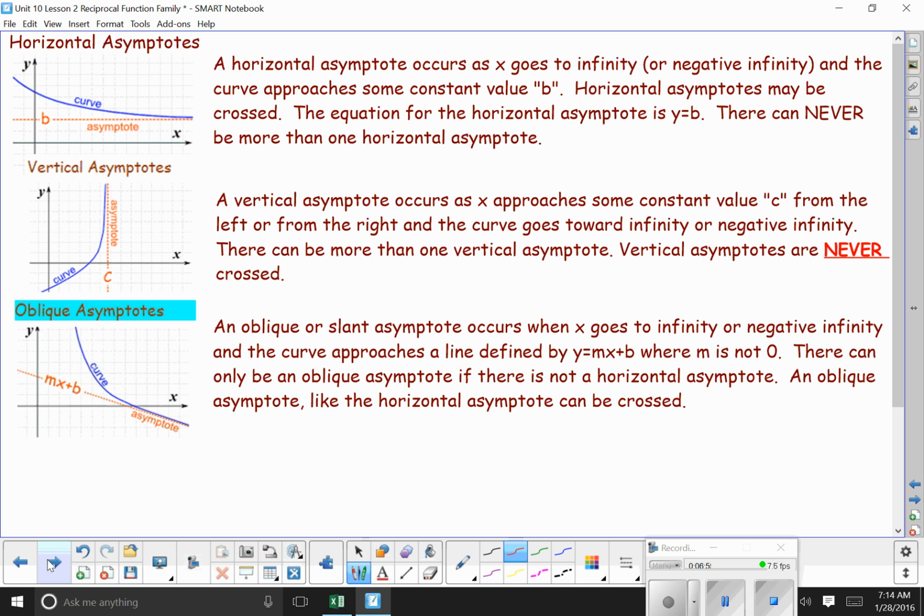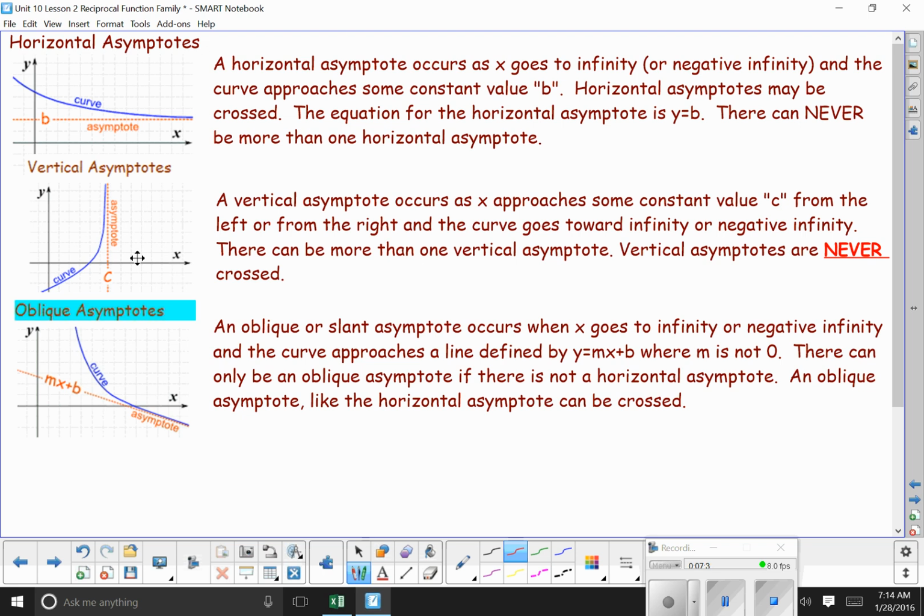Vertical asymptotes. A vertical asymptote occurs as x approaches some constant value c from the left or from the right, and the curve goes toward infinity or negative infinity. Now, there can be more than one vertical asymptote. The thing about a vertical asymptote is it's never crossed. So I can cross a horizontal, but I'll only have one. I can't cross a vertical, but I can have more than one. Got to remember the difference between the two.